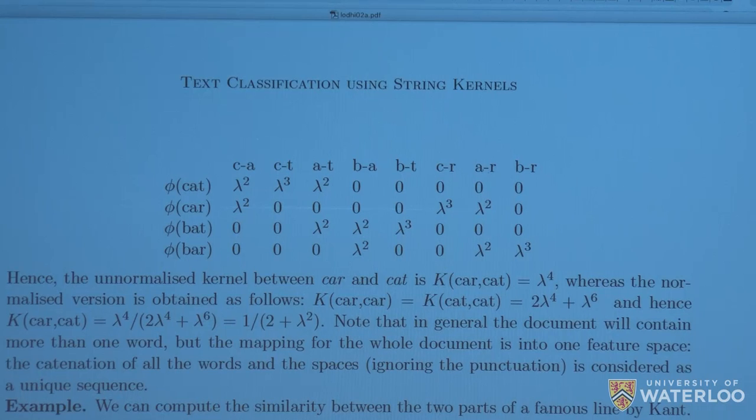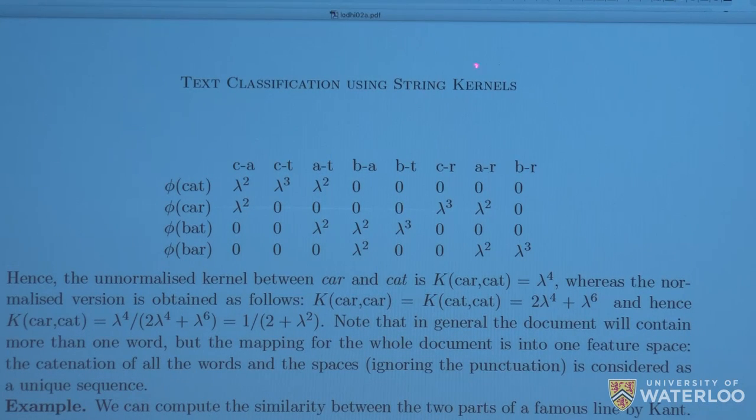Now, when it returns something that is positive, the idea is that we take a value lambda. Typically, lambda is going to be between 0 and 1. Then we raise that to some power, which has the effect that the higher the power is, the smaller the value is. And here the power reflects how long in the original string it takes to find that substring.